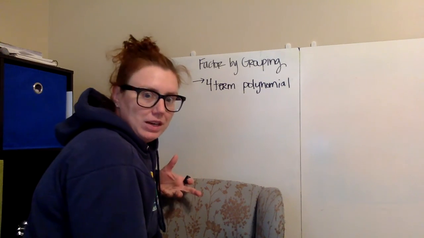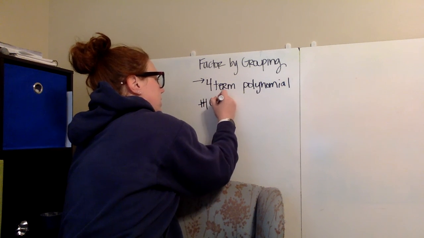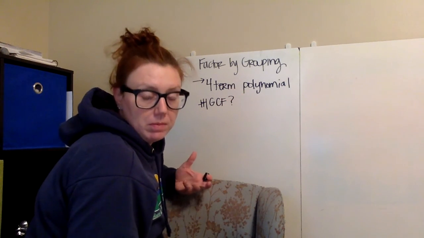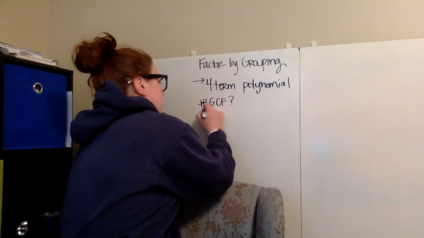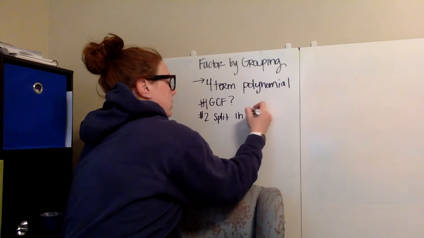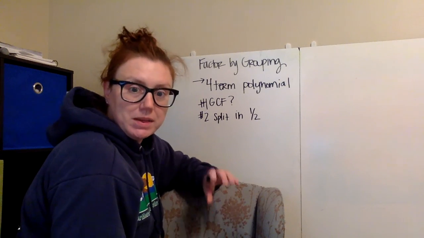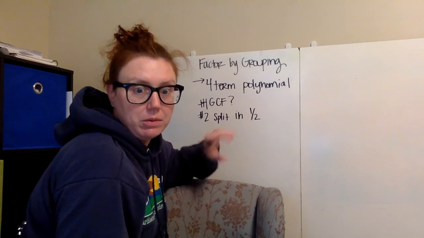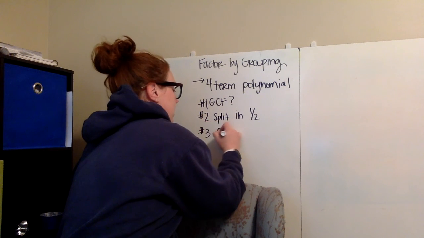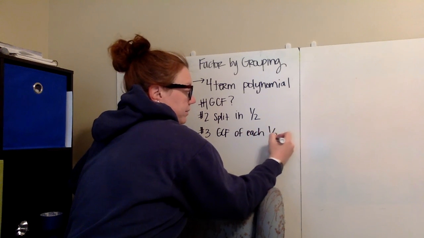So in order to factor by grouping, first we look for, let's put number 1. Is there a GCF? Is there a GCF in the whole problem? If there is, we take that out. The second thing that we do is we split it in half. And that's where that 4 term comes in, right? It has to have 4 terms because we want to have an even number up front and an even number at back. We want to have 2 and 2. And then we find the GCF of each half.